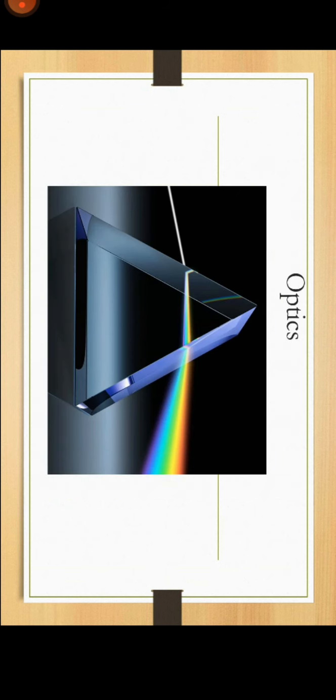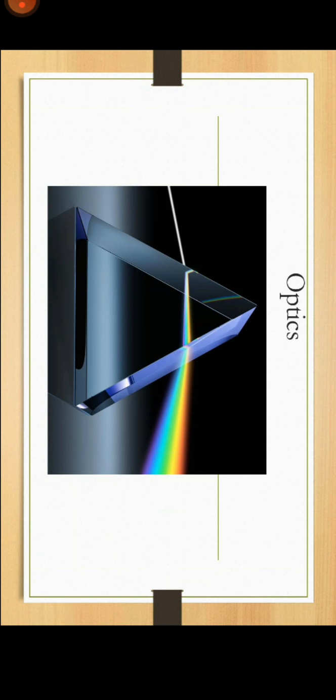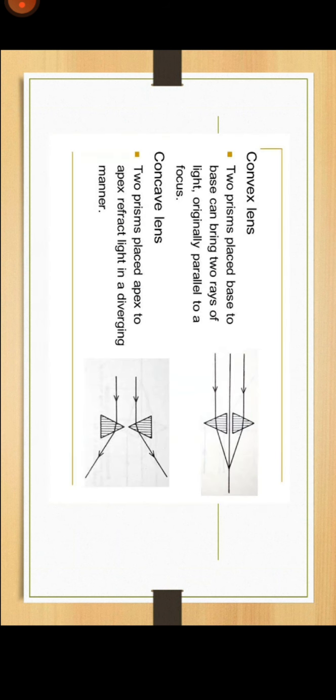See, when a prism is kept in this position, the refraction occurs like that. When a prism is kept in this position, the refraction occurs like that. This is what happens in convex lenses and concave lenses. Two prisms placed base to base can bring two rays of light, originally parallel, to a focus. Two prisms placed apex to apex refract light in a diverging manner.